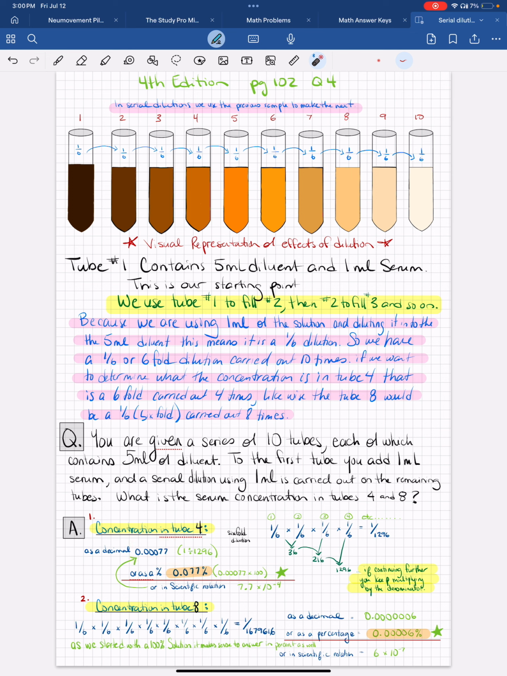Okay. So, and again here, what is the serum concentration in tube number 8? So it's the same thing. It's a 1 in 6, or 6-fold, dilution carried out 8 times. Okay, which gives us our fraction right here. And again, we could do the same thing and convert it to a decimal or scientific notation, and then lastly, a percentage. All of these are the same answer, just written in different formats. I've made a little note here because we started originally with serum, which is 100%. You could also just write it as percent. That's just my preference, but it's totally up to you.